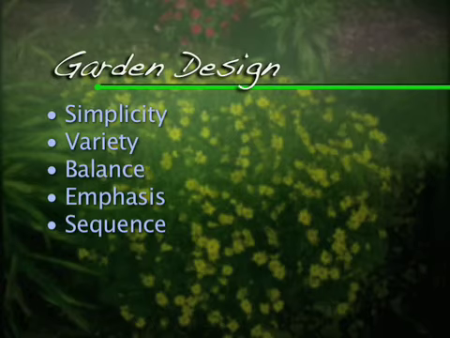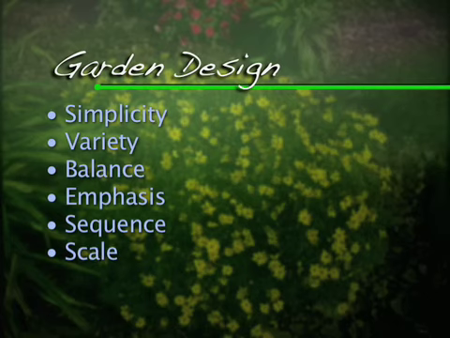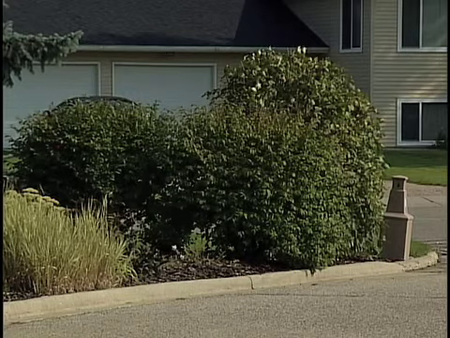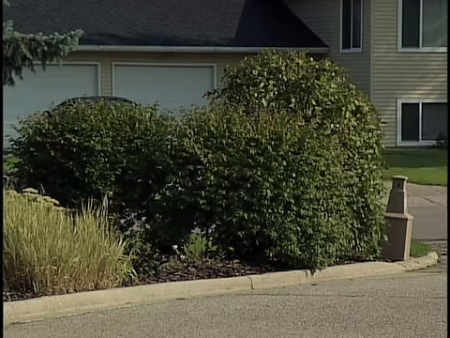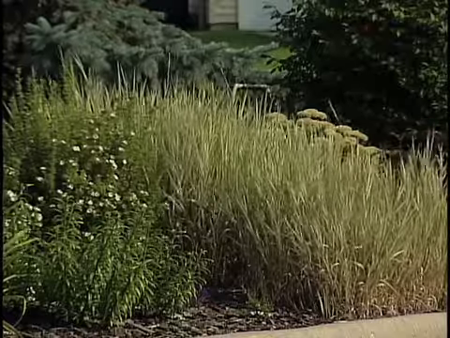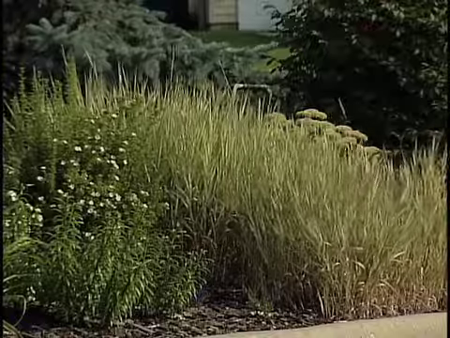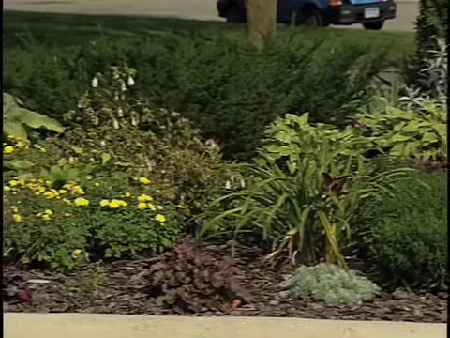Sequence. How does the garden flow? How do the plants transition one to another? And scale, the actual size of the plants, starting with the larger plants in the back, smaller plants toward the border. Keeping in mind the height and the width of the plants, how tall they are today, but how tall they're going to be years from now.